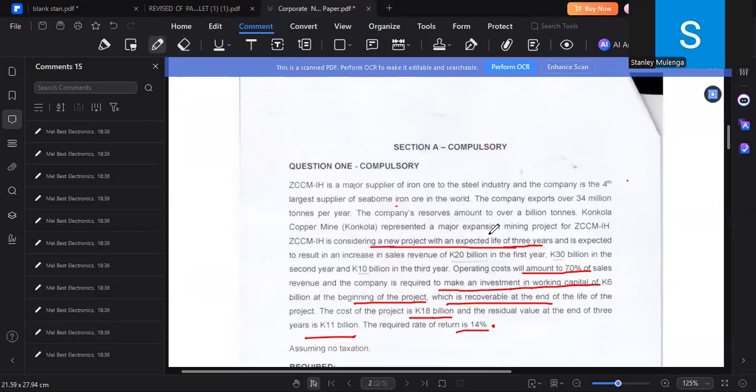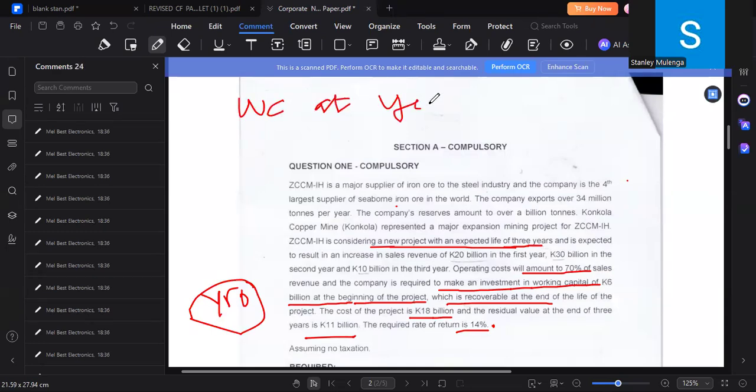The company is considering a new project with an expected life of 3 years, and they expect to generate an increase in sales of 20 million in the first year, 30 million in the second year, 10 billion in the third year. Conversion costs account for 20% of the sales, and the company is required to make an investment in working capital at the beginning of the project, which means this is at year 0. You make an investment in working capital at year 0, then you recover it in year 3. So you cannot cancel each other.